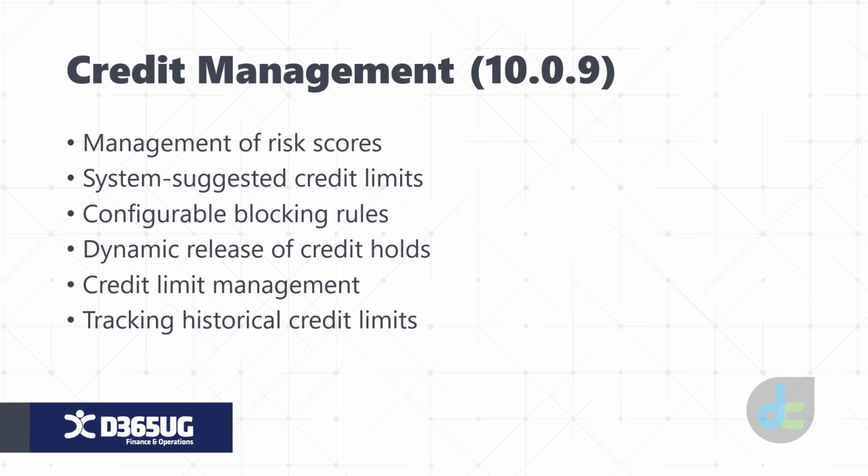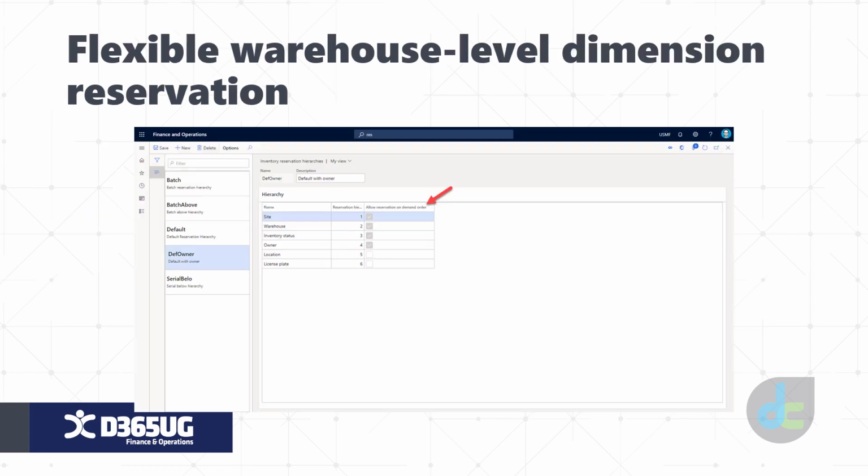But in general, the added functionalities are management of risk scores, system suggested credit limits, configurable blocking rules, dynamic release from credit holds, credit limit management, and also you can keep track of historical credit limits. So as credit limits change, you can see when they were changed and by how much.